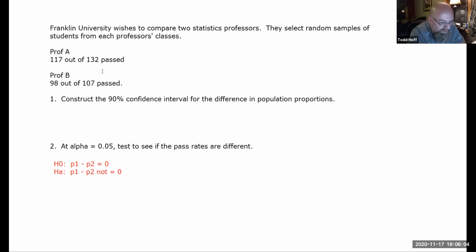So I'll give you about 3 minutes here, and it's 7:06, so we'll go over these at 7:09. Come up with the 90% confidence interval and test at alpha of 0.05.